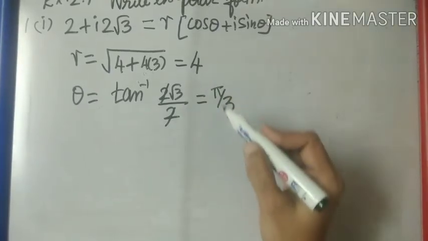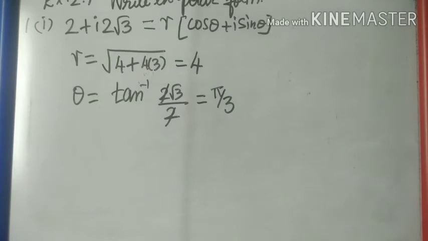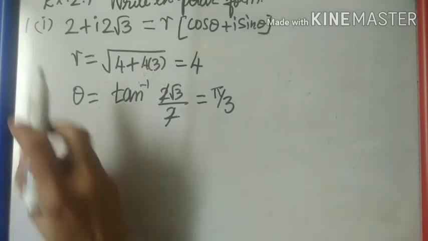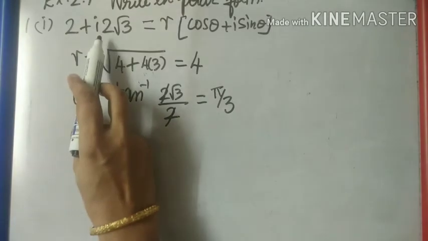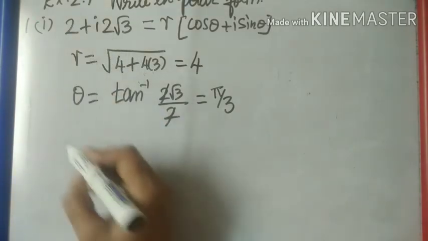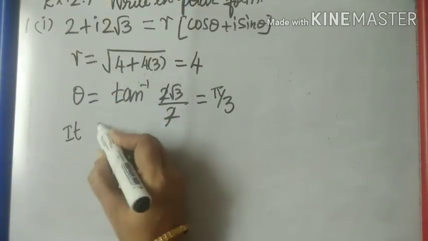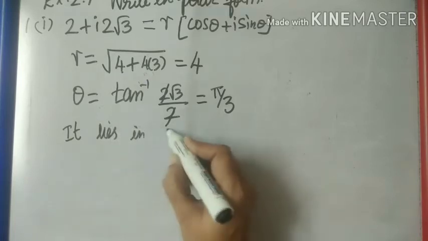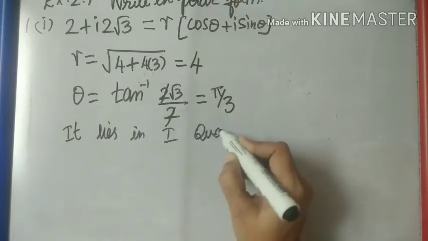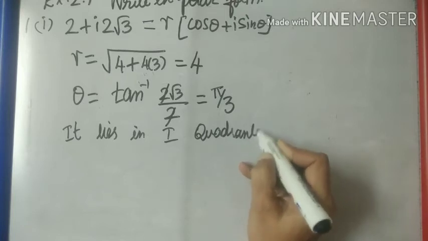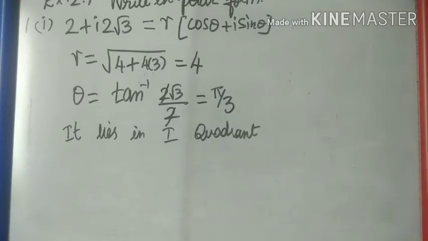Once I know r and theta, check which quadrant we are in. Real positive, imaginary also positive. So we are in the first quadrant. It lies in the first quadrant. Whenever it's in the first quadrant, take theta as it is.